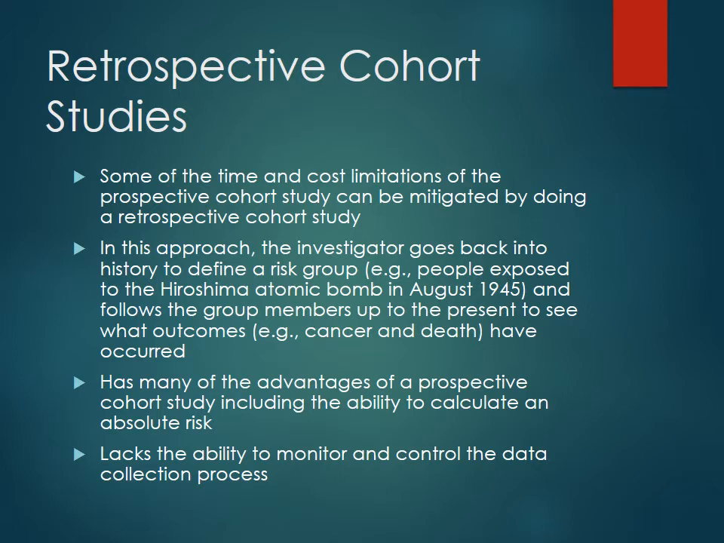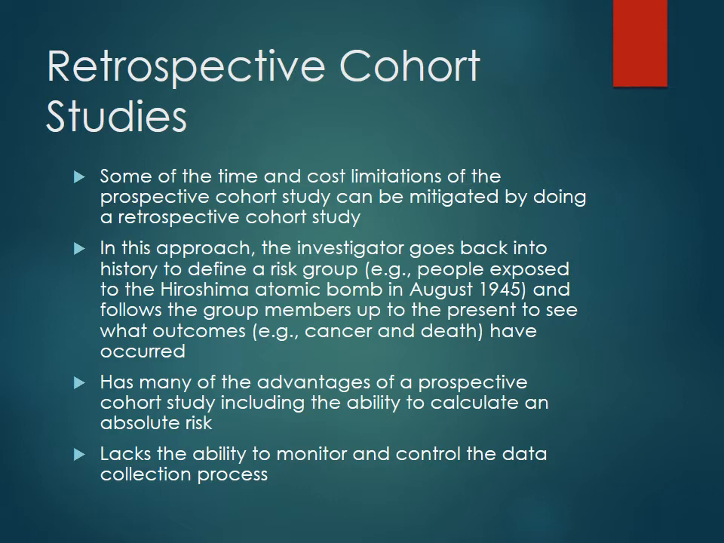Looking at retrospective cohort studies, so some of the time and cost limitations of the prospective cohort study can be mitigated by doing a retrospective cohort study. So in this approach, the investigator goes back in the history to define their risk group. Say for instance, in this case, you're looking at people exposed to the Hiroshima atomic bomb in August 1945, and then you follow those group members up to the present to see what outcomes, either cancer or death, that occurred by then.